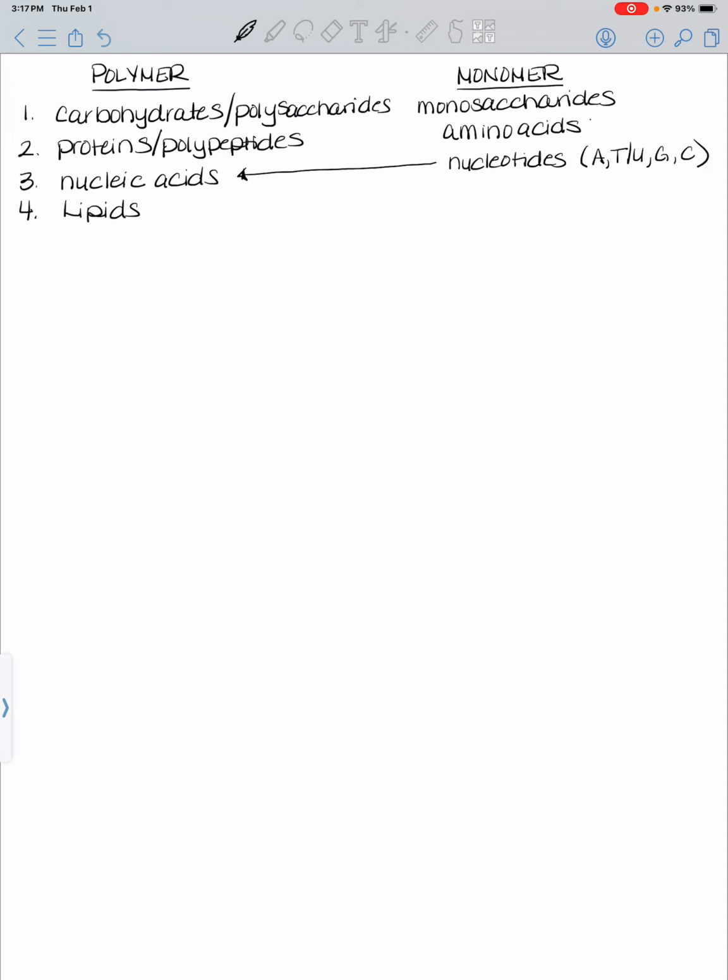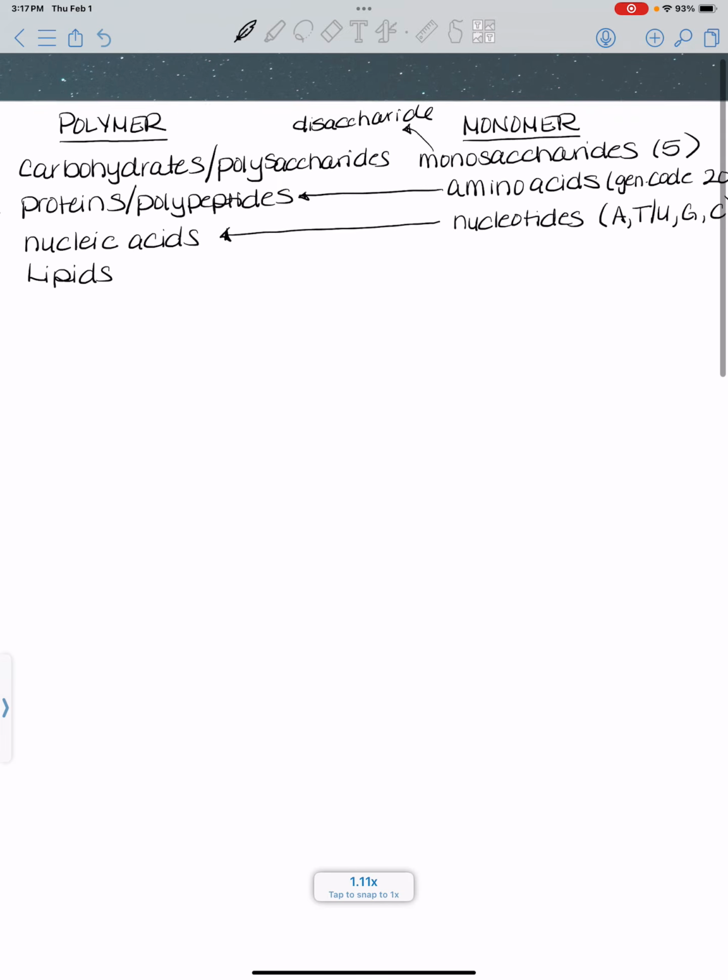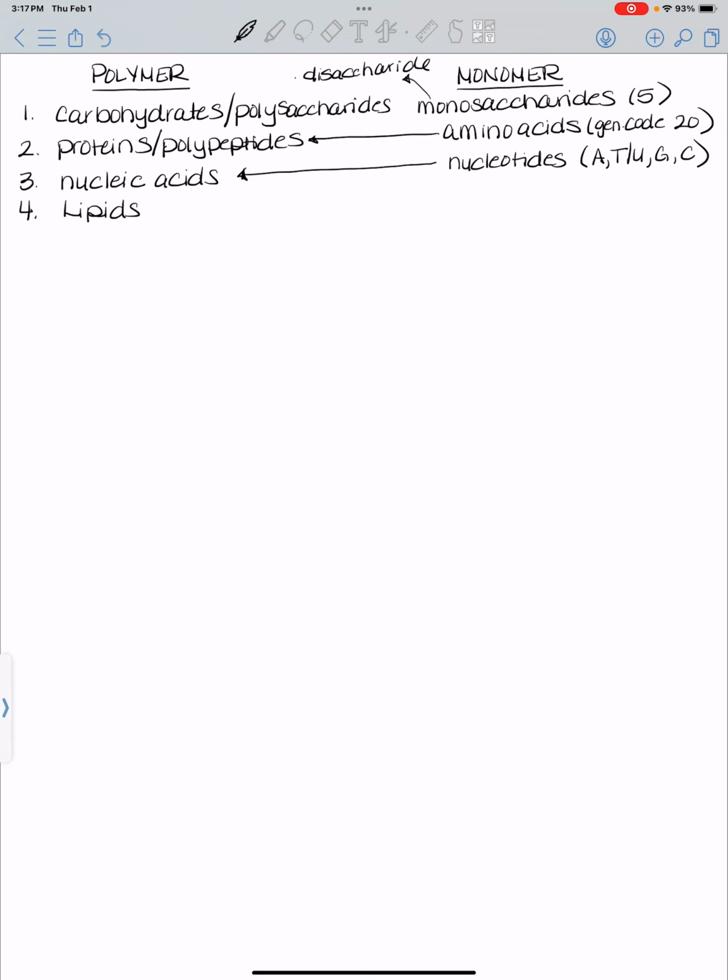And then again, the amino acids came from the genetic code, and there was 20 possible amino acids that we could link together to make our proteins or our polypeptides. There's 5 different monosaccharides. We can link those together, and I'm going to draw an arrow up here to make a disaccharide. And then even link additional monosaccharides to the disaccharide to make a polysaccharide. So if we have 3 or more, we have a polysaccharide. If we have 2, we have a disaccharide. If we only have 1, we have a monosaccharide.